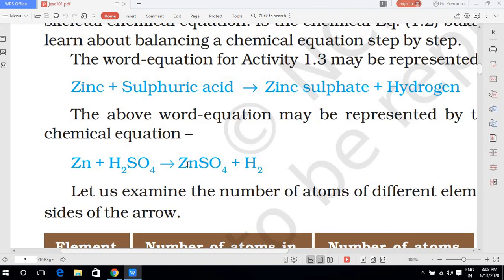So ZnSO4, Zn is for zinc and SO4 is for sulfate, so zinc sulfate. And hydrogen, we don't need to write it out in spelling form. We simply represent hydrogen by H or H2.